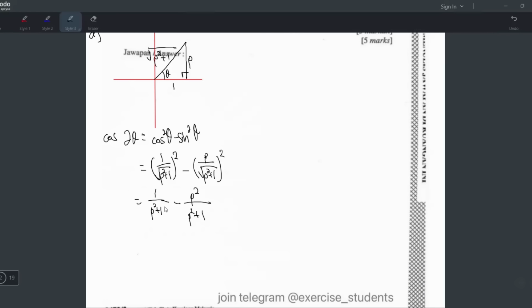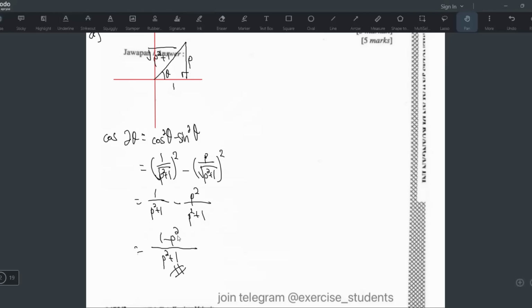Okay, now I can see that it's 2 separate fractions, but they have the same denominator. So when the bottom is the same, the denominator is the same, you can actually combine it into a single fraction. And then the top is top minus top, 1 minus p square. And that should be the answer. So your answer would be in terms of p. Yeah, the question here also says already, in terms of p. Okay. All right. Moving on.